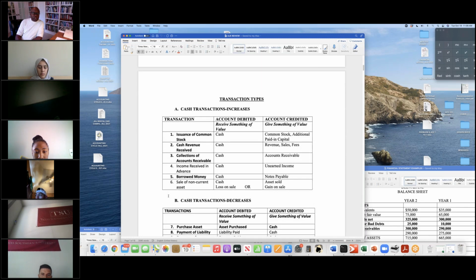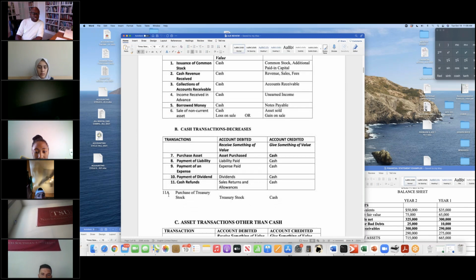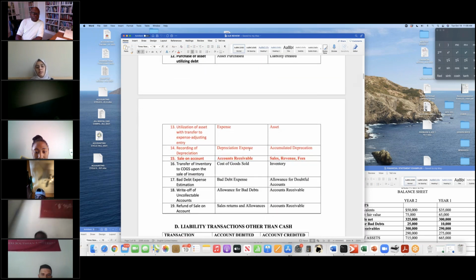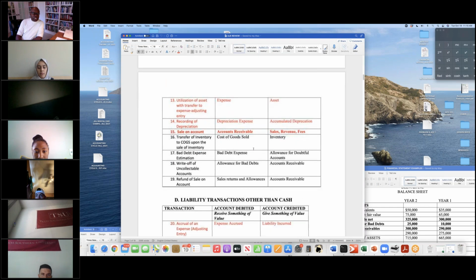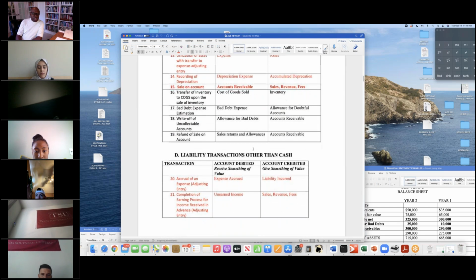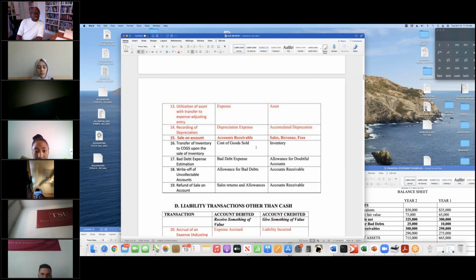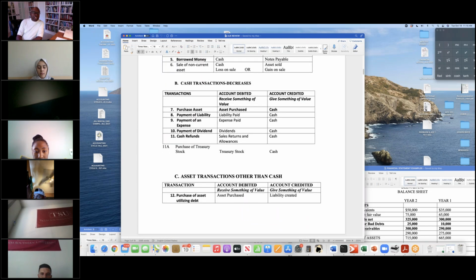Okay, here are your transaction types. What you're going to see is, I put the adjusting journal entries in red. So 13, 14, and 15 are adjusting journal entries. 20 and 21 are adjusting journal entries. Note that they are outside of 1 through 11A. They do not involve cash.